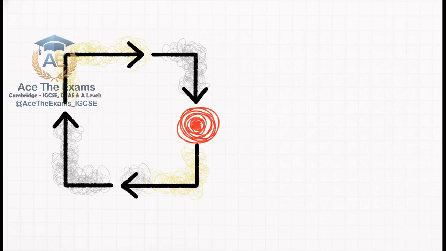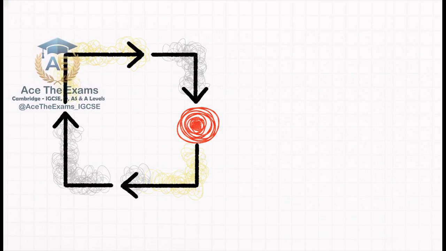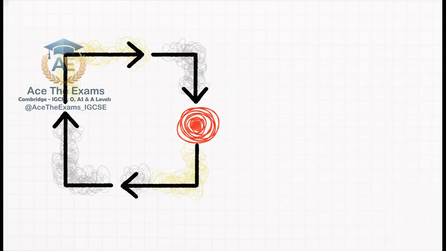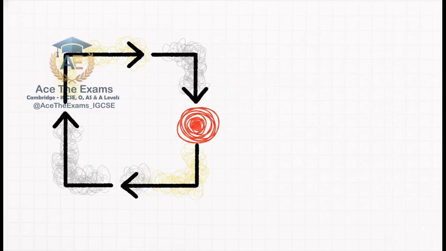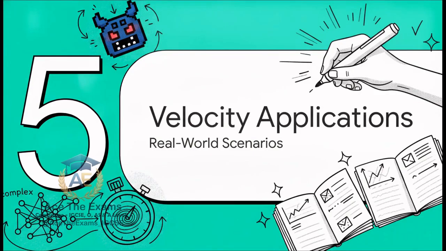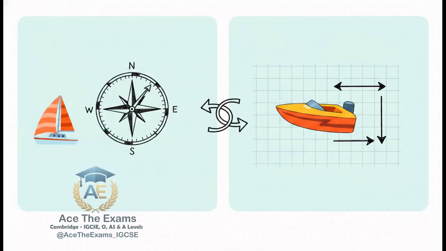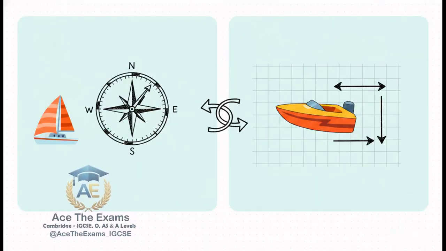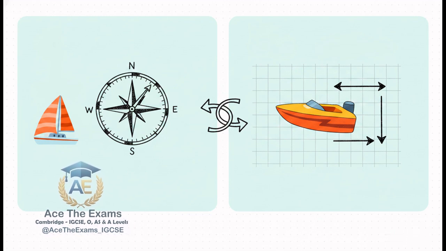It is absolutely vital to recognize this when you're solving complex geometric vector proofs, because showing that a closed shape returns to its origin point is how you prove the geometry. Section 5, Velocity Applications. This is it. We're stepping into real-world scenarios. Let's apply literally everything we've learned today to a classic Cambridge word problem. Consider this the final boss level of our heist.